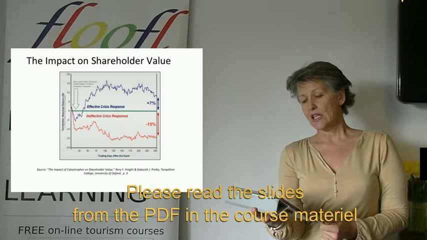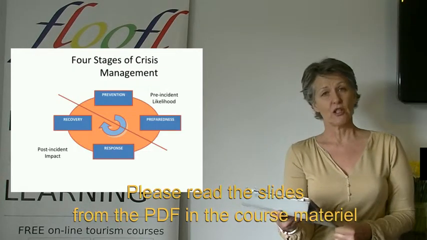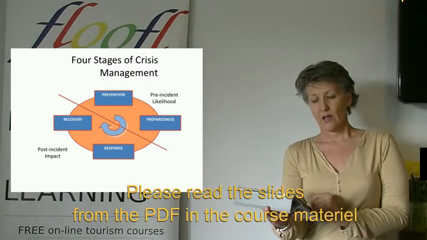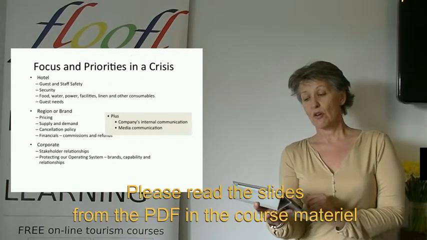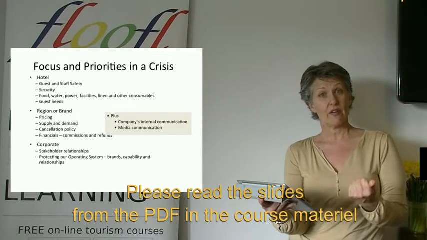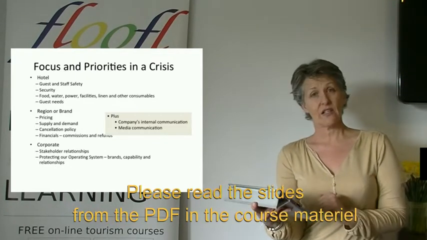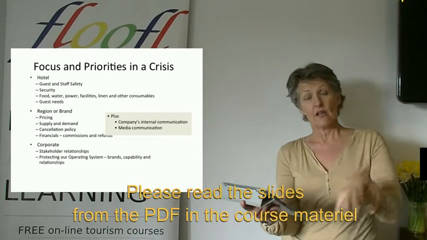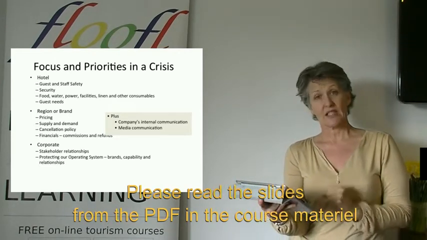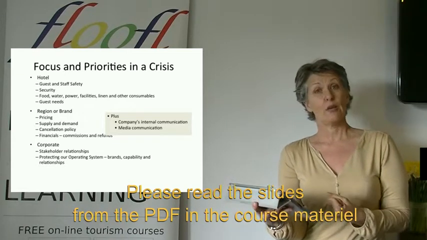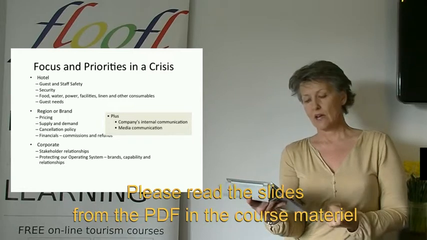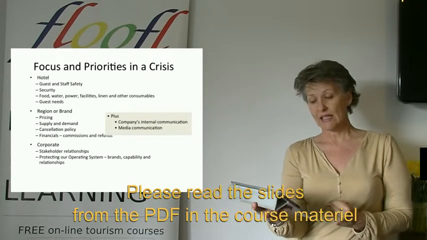Here we see the 4 stages of crisis management: prevention, preparedness, response and recovery. And here you see the focus and priorities in a crisis in a hotel. We might be thinking, for example, of the safety of our guests and our staff, security of the building itself. We might be thinking about taking care of our valuable resources, such as the linen and the silverware. And we may also need to think about guest needs.